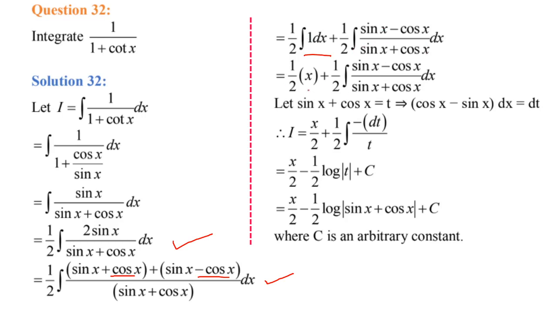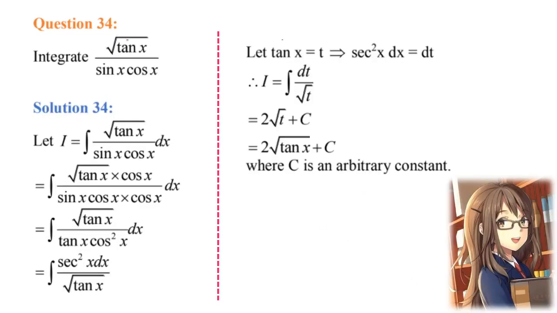So what is the integral of 1? That is x. And here we can assume the denominator equal to t. Now what is the derivative? Cos x minus sine x dx equal to dt. And after that, students, we can solve the way we have done the rest of the questions.